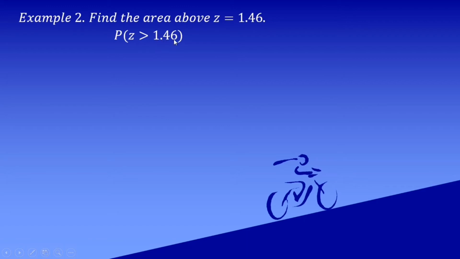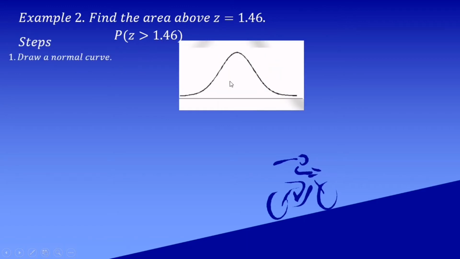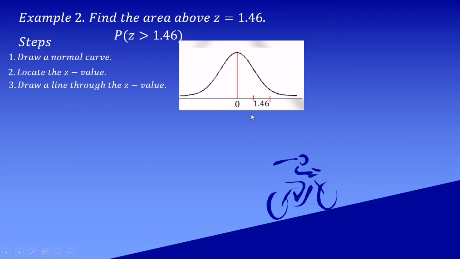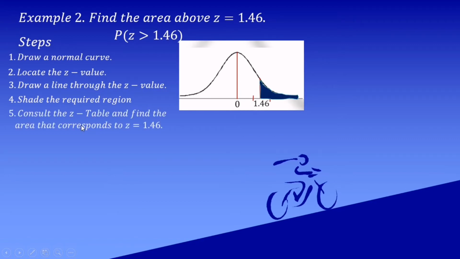Another example for case 1, to find the area above z is equal to 1.46. So the probability notation z is greater than 1.46. Okay, for number 1, draw a normal curve. Then 2, locate the z value. So we have the specified value of z is 1.46, is at the right side. Then draw a line through the z value. Then you need to shade the required region. Okay, ito yung region natin sa above 1.46.